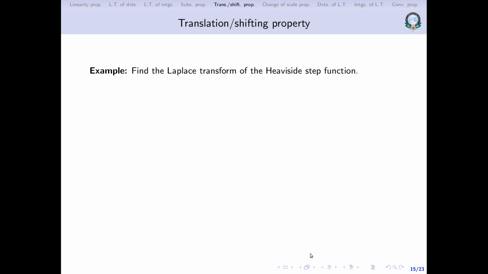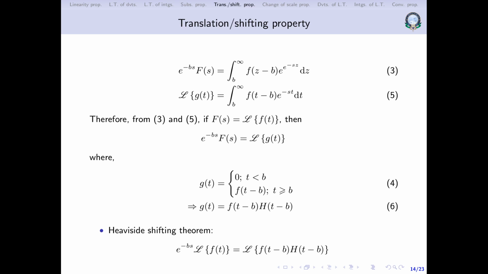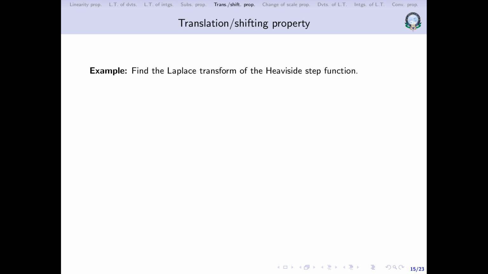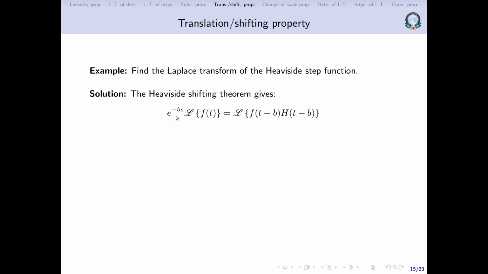One application of the Heaviside shifting theorem is to find the Laplace transform of the Heaviside step function. Very straightforward. The Heaviside shifting theorem says: e to the power minus bs times the Laplace transform of f of t is equal to the Laplace transform of the product of f of t minus b times h of t minus b.